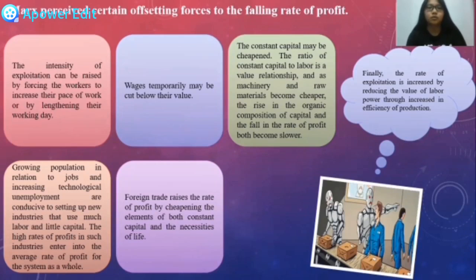Fourth, growing population in relation to jobs and increasing technological unemployment are conducive to setting up new industries that use much labor and little capital. The high rates of profit in such industries enter into the average rate of profit for the system as a whole. Fifth, foreign trade raises the rate of profit by cheapening the elements of both constant capital and the necessities of life. Finally, the rate of exploitation is increased by reducing the value of labor power through an increase in efficiency of production.